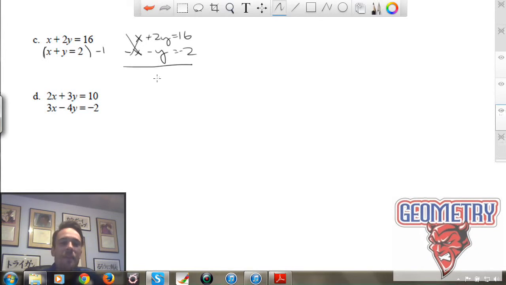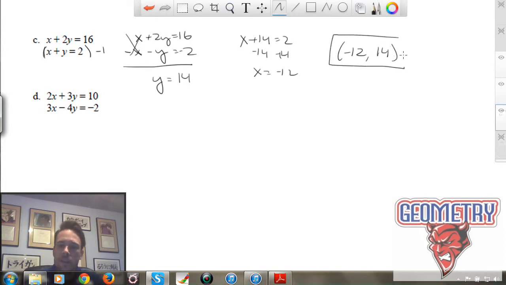So 2y minus y becomes 1y, and 16 minus 2 is 14. So y has a value of 14. Now we got to plug that back into one of those equations, and we plug it into the second one, so we can figure out what the value of x is. So x plus 14 equals 2, subtract 14 from both sides, we get negative 12. So our solution is when x is negative 12 and y is 14.